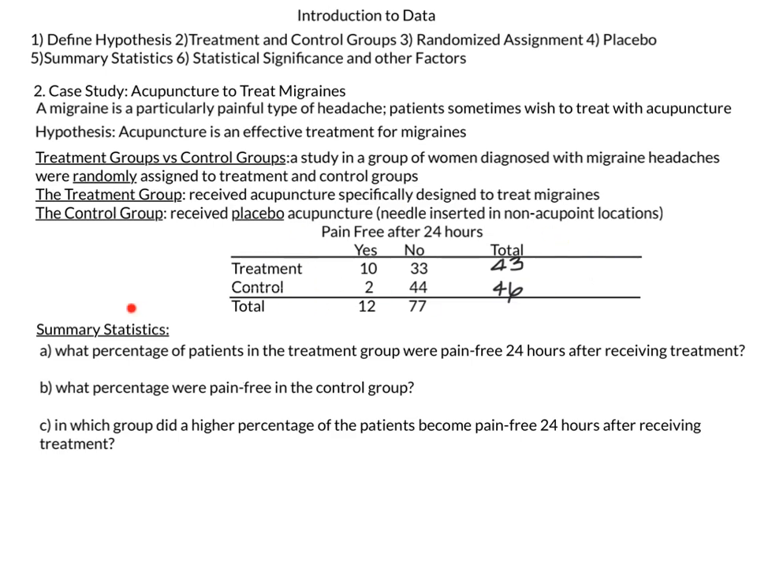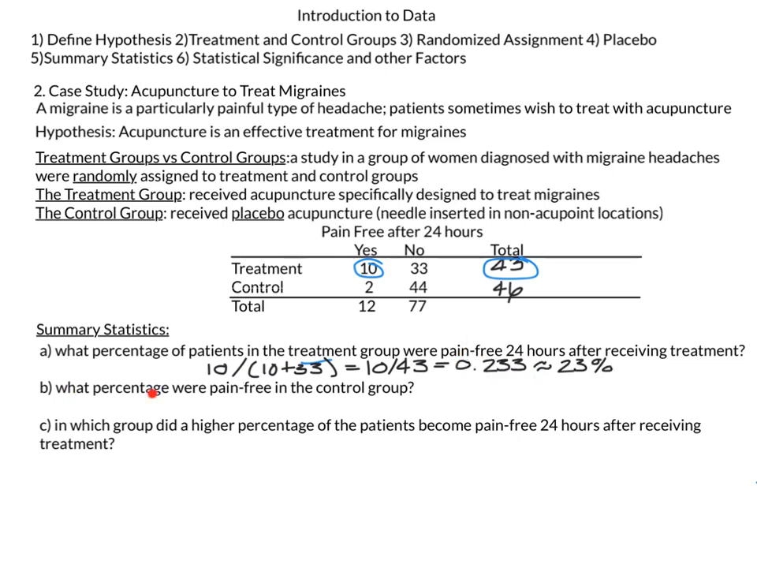From our data here, we want to look at summary statistics. What percentage of patients in the treatment group were pain-free 24 hours after receiving treatment? Well, the number of people who were pain-free in the treatment group was 10 out of a total of 43 people. So that's going to be 10, the number of people that were pain-free, divided by the total number of people in the treatment group, that's 10 plus 33, which is 43. So we have 10 divided by 43, which is 0.232, so that's approximately 23%.